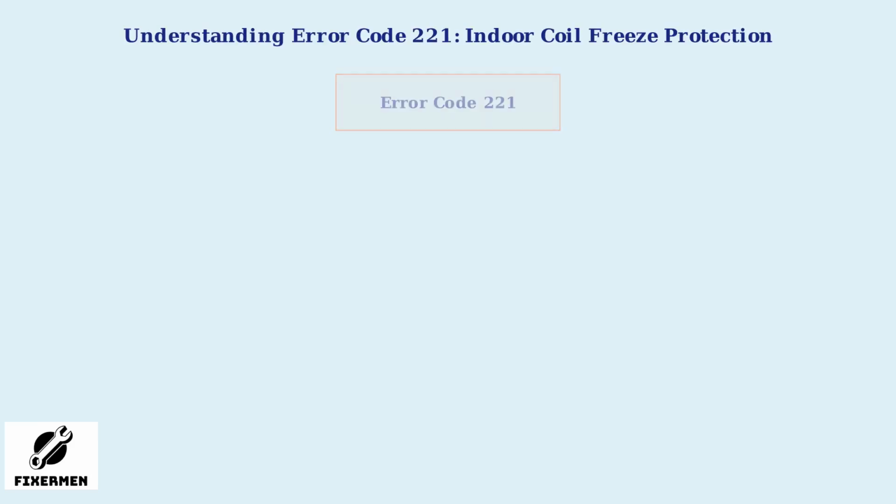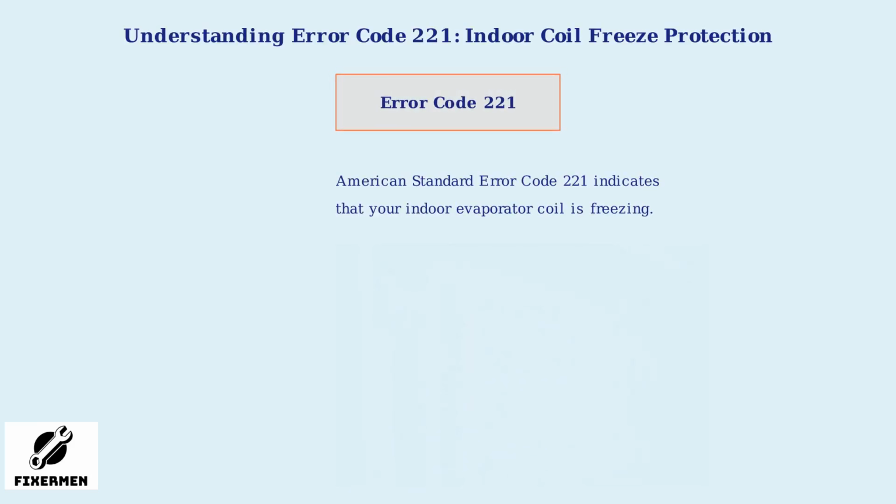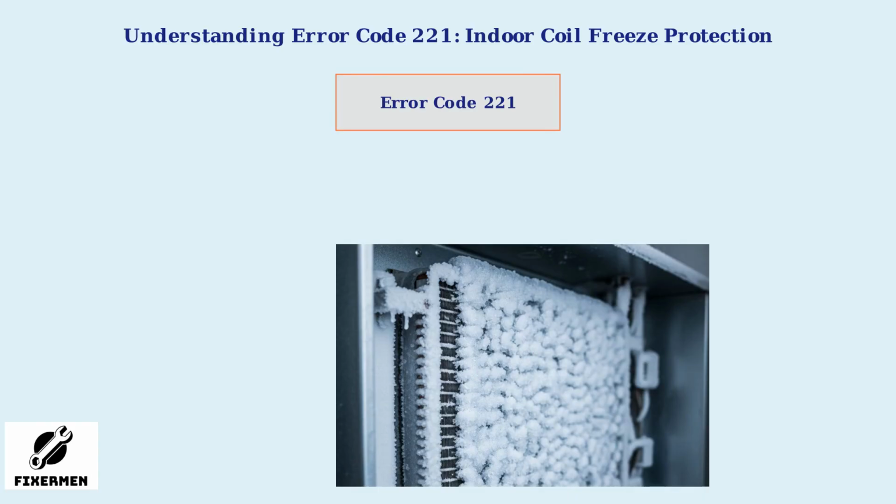American Standard Error Code 221 indicates that your indoor evaporator coil is freezing. This safety mechanism shuts down the system to prevent damage from ice buildup, which can crack the coil or cause refrigerant leaks. We'll break down what this means and why it's crucial to address it promptly.